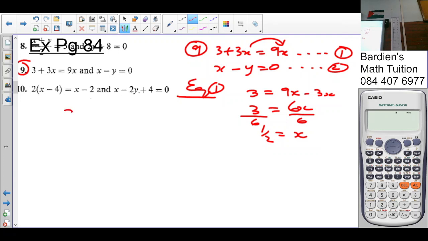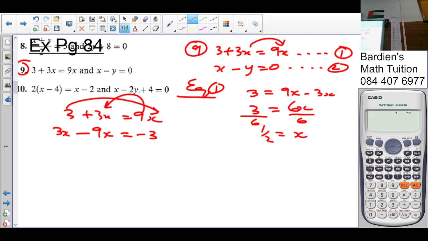Yes? I had the 9 plus 3x on that side. So okay, so you said 3 plus 3x equals 9x. So you took the 3 this way, and then the 9 that way. No problem. So it's 3x minus 9x is equal to minus 3. So it's 3 minus 9, negative 6x, divided by negative 6. So x is a half anyway. You see, this was your mistake. You don't have minus 6, and you get minus 3 here. But if you take 3 over, it must become negative.